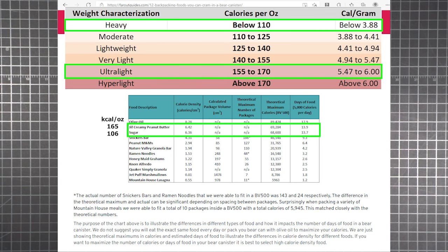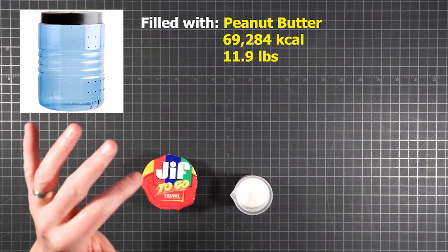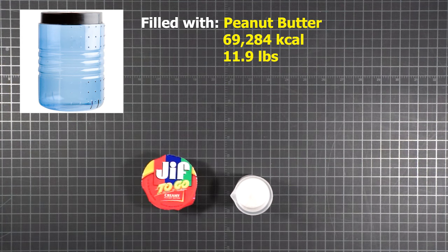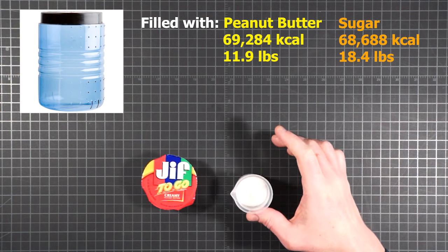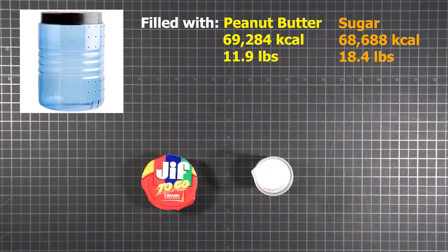So what's the significance? If you were to fill this canister with peanut butter, just scoop it in all the way to the top, you'd have almost 70,000 calories that weighs 11.9 pounds. If you did the same thing with sugar, it would weigh 18.4 pounds. That's a 6.5 pound difference for almost the same amount of energy.